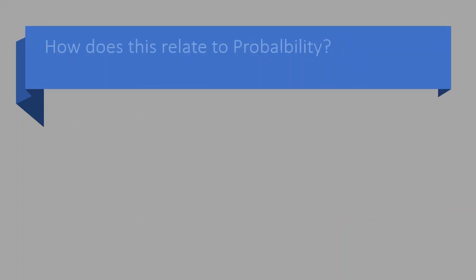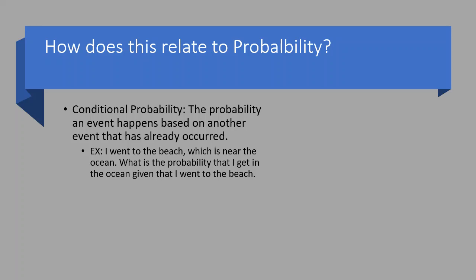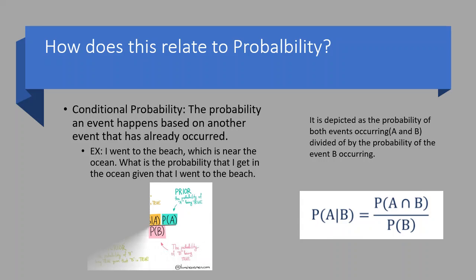So it relates to a very important topic known as conditional probability, where the probability of an event occurs based on another event that has already occurred. For example, I go to the beach, and it's near the ocean. What's the probability of going to the ocean if I'm at the beach already? This is denoted as the probability of A given B equals the probability of A union B, A being the ocean, B being the beach.